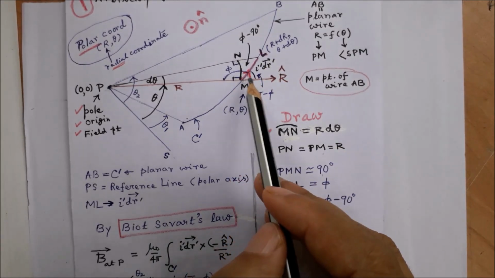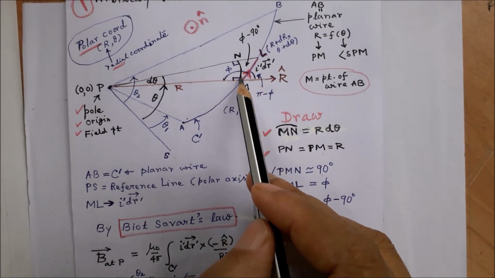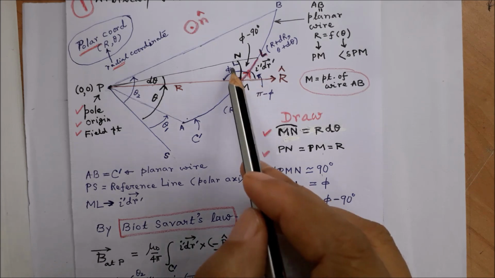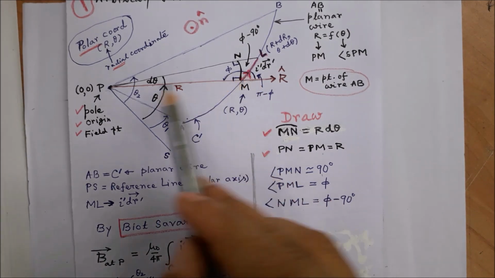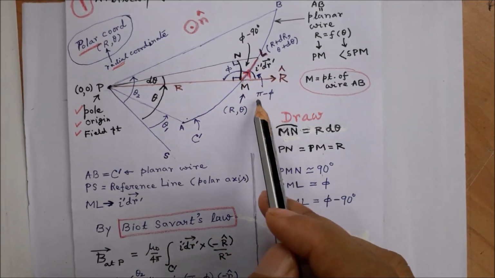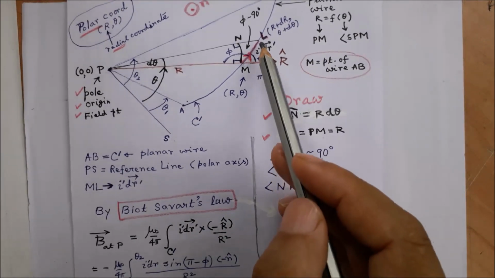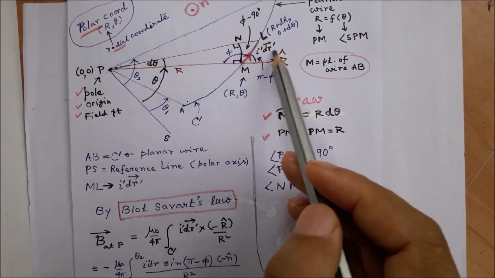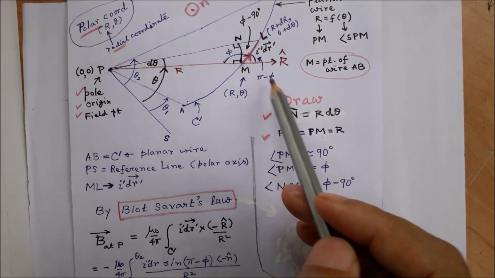Now this entire angle is pi, it's a straight line, and at any point on this straight line we have a pi angle on one side. So this is pi, and this angle is phi, PML is phi. In other words, this angle will be pi minus phi. So the angle between vector dr prime and r cap is just pi minus phi.